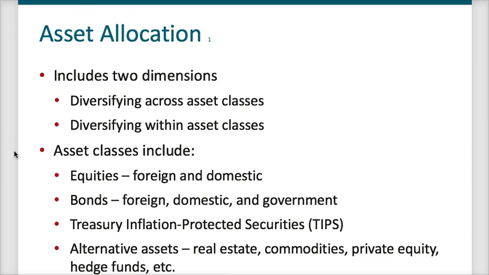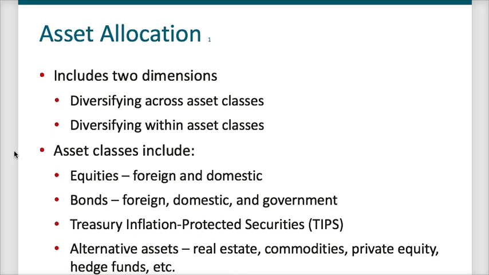Now, as far as two dimensions of asset allocation, diversifying, of course, across asset classes, and then diversifying within asset classes. So diversifying within an asset class basically means if you're going to choose stocks, don't choose all stocks in technology. You want to diversify within the stocks. Bonds, you want to diversify between municipals, U.S. government, corporate. So diversifying across asset classes is including bonds, stocks, gold, which can be called precious metals, real estate. So asset classes, of course, include equities, both foreign and domestic, bonds, foreign, domestic, and government, treasury inflation protection securities known as TIPS.